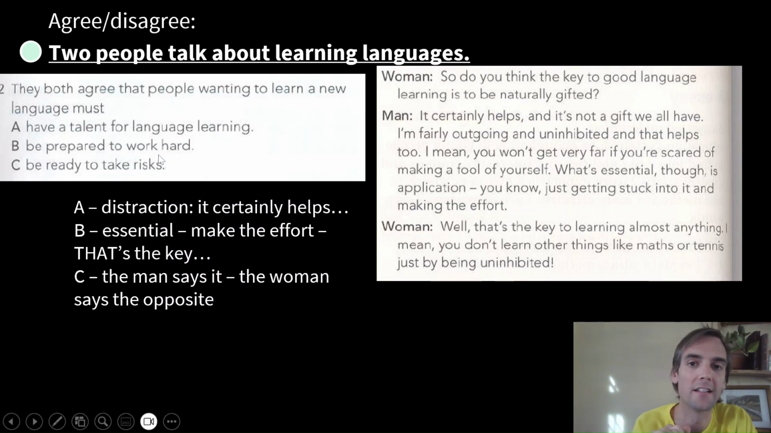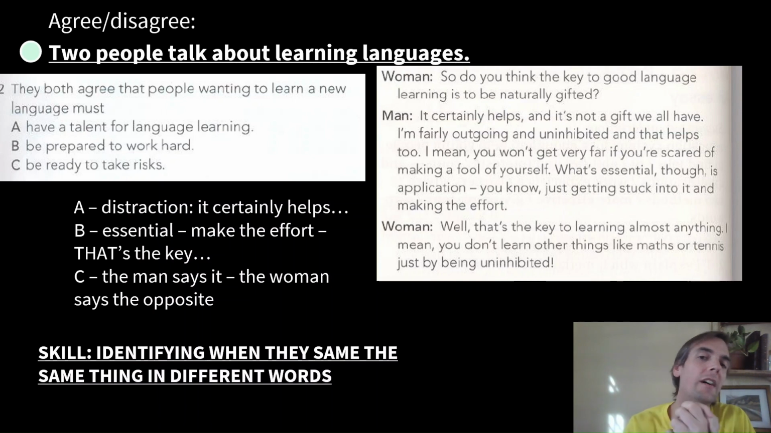How do you get the answer to these questions in general? Well, it's all about identifying when they say the same thing using slightly different words. They will normally both say the same thing, or one will say it and the other will say exactly, I couldn't agree more. Although normally they won't say something so simple. They're not just going to say, I agree, you're right. They're going to say, well, of course, or they're going to say something that implies agreement. So it's about identifying when they say the same thing. That's the important thing to be looking out for, listening out for there.